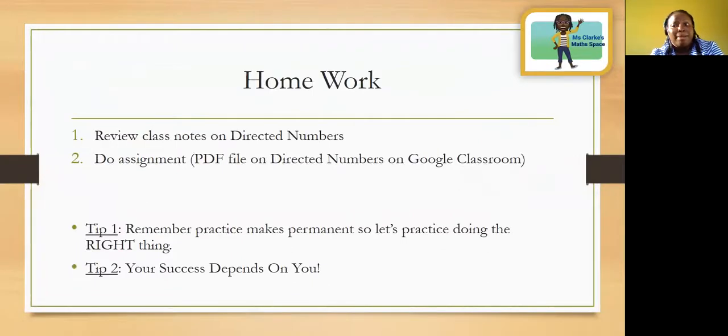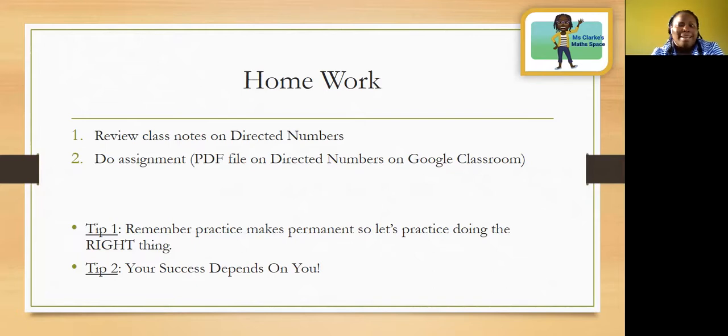And as we are wrapping up, let me give you some homework. Please review the work, review this video, look over your notes on directed numbers, and write it down in your books, because sometimes just writing it down helps turn it from your short-term memory into your long-term memory. Always review your notes within 24 hours. Those are tips that really help you in the long run. And do the assignment that is provided on Google Classroom on directed numbers, and the solutions will be posted afterwards as well so that you can double check your answers.